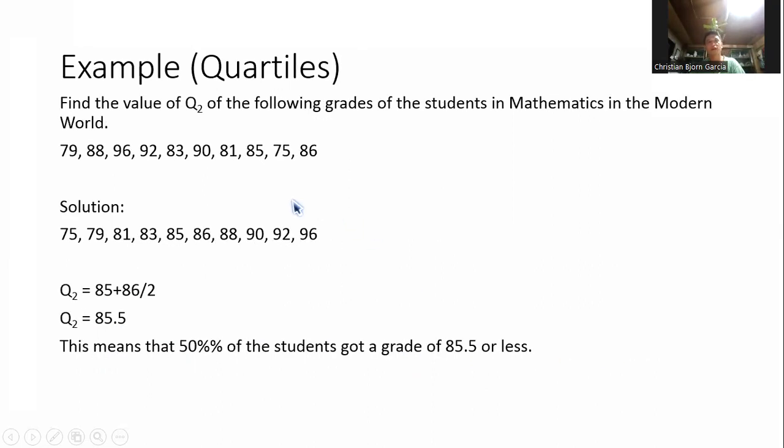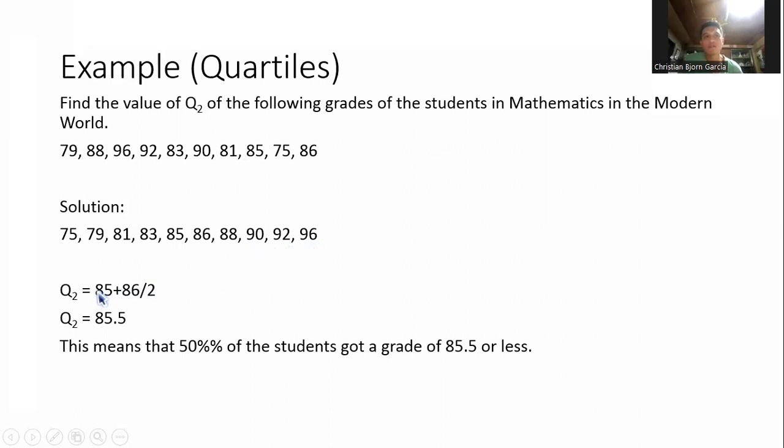Now, example for quartiles. Find the value of Q sub 2 of the following grades of the students in the Mathematics in the Modern World subject. Here are the grades of the students: 79, 88, 96, 92, 83, 90, 81, 85, 75, and 86. Now, we need to arrange the data in ascending order to determine the median: 75, 79, 81, 83, 85, 86, 88, 90, 92, and 96.